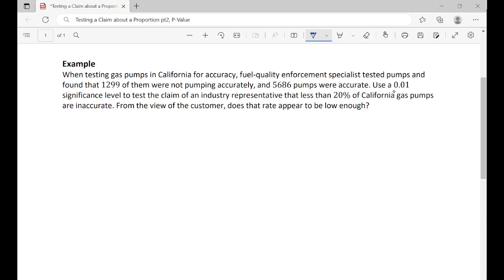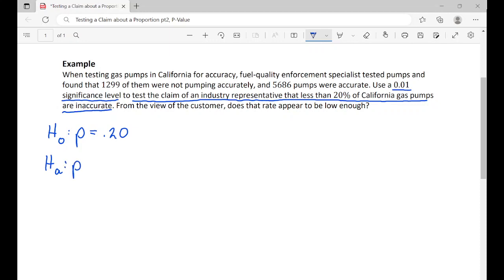So we know that we're using a 0.01 significance level, and we are testing the claim that less than 20% of gas pumps are inaccurate. So let's start off with our hypothesis test. The null: the proportion is equal to 20%, or 0.20, and the alternative, since it says less than 20%, is that the proportion is less than 0.20, and we have an alpha value of 0.01.